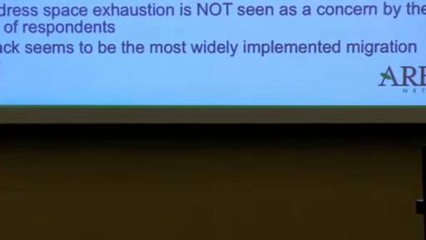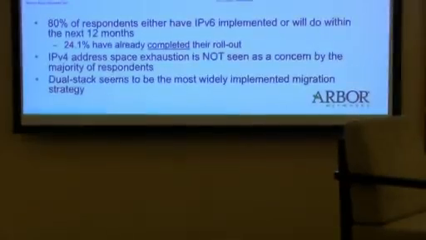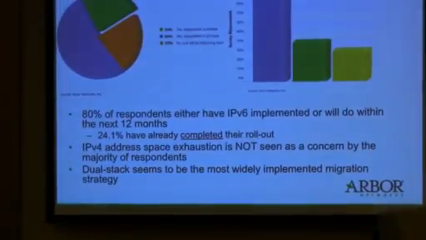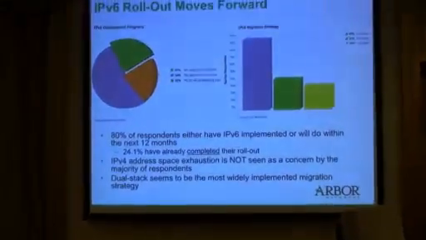A couple things. First, we send a survey every year to most of our customers. And most of our customers at this point obviously are implementing V6 already. 80% of respondents have either V6 implemented already or plan on doing so within the next 12 months. Of course, in 12 months' time, we'll have another look and see if they've actually followed through with their plans. My guess is they're usually slower than what they say.